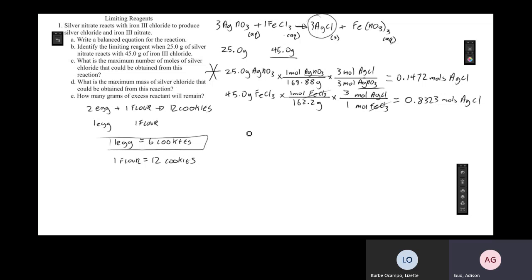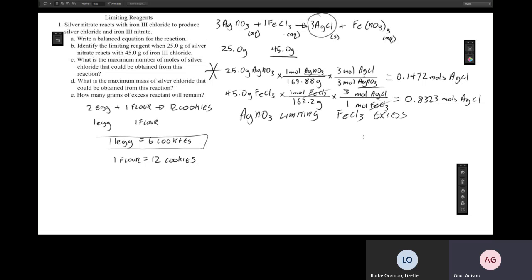So this tells us that AgNO3 is limiting, and iron chloride is in excess. All right, I'm just going to move this a little bit up. Okay, so that was B. You're able to identify the limiting reagent.